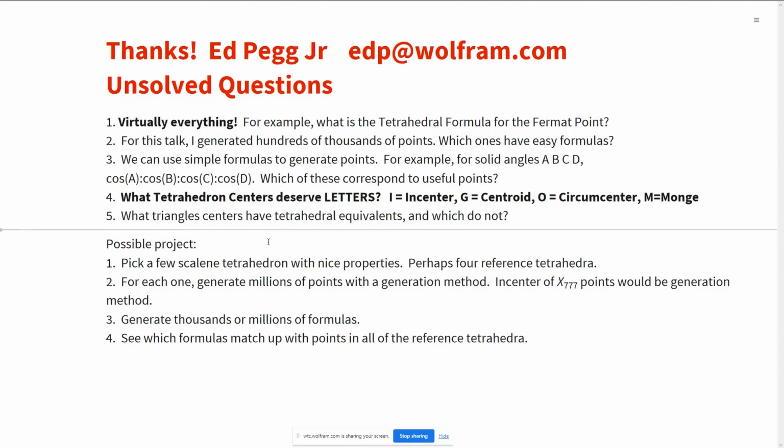One project I plan to do is to take some of the scaling tetrahedra I've mentioned, such as the Conway tetrahedra, and generate points based on particular values. For example, I could look at the solid angles and see whether those generate an interesting point based on, say, the cosine of the solid angles, whether if that's used as the barycentric coordinates, whether that leads to a nice point or not. See how those work with all these various tetrahedra, and then try to match up to see what's going on.